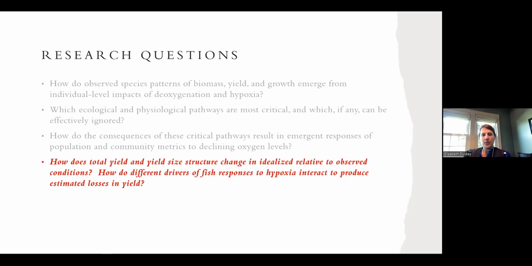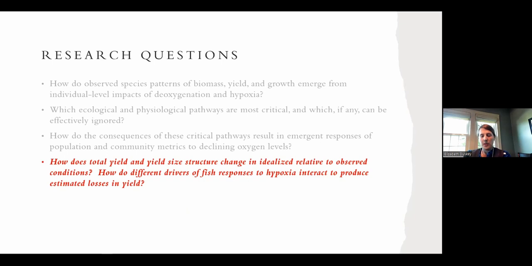So there are, of course, a plethora of super interesting questions we can ask here, and we have asked a few, shown in gray. These first three, how observed dynamics emerge from individual fish responses to hypoxia, which of these pathways are most critical, and the consequences of these pathways for continued declines in oxygen, are addressed on a poster that these same authors, including myself, have put together for the poster session. So keep an eye out for that.